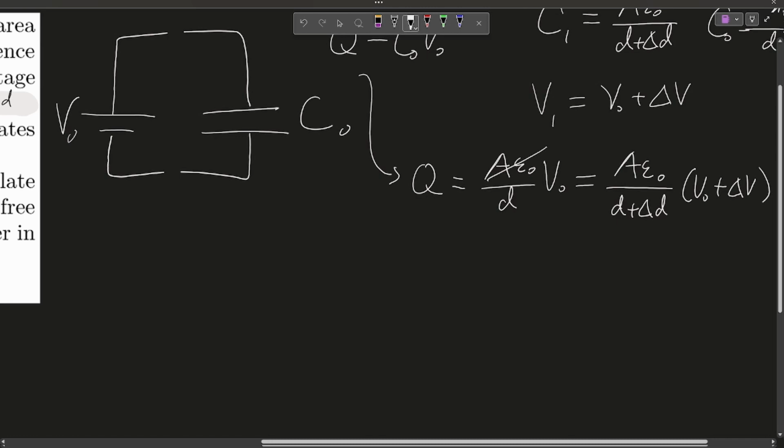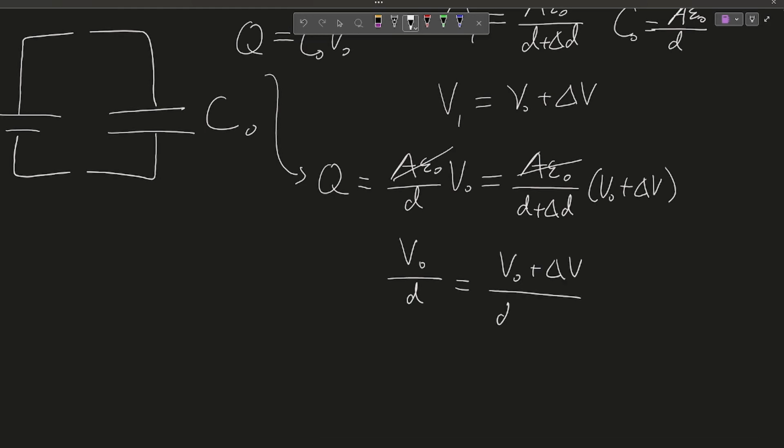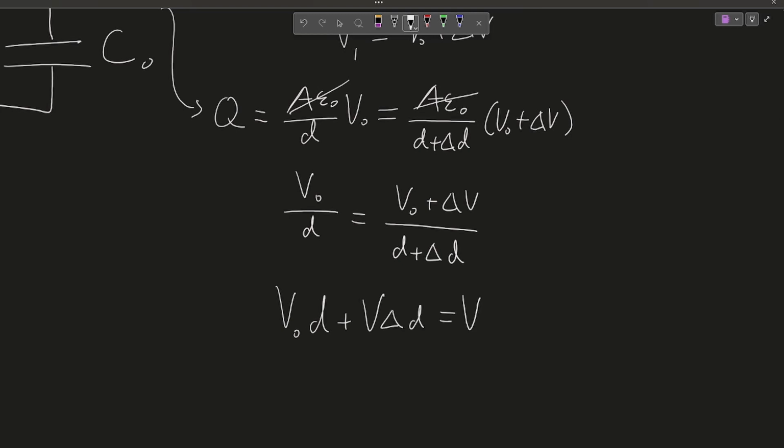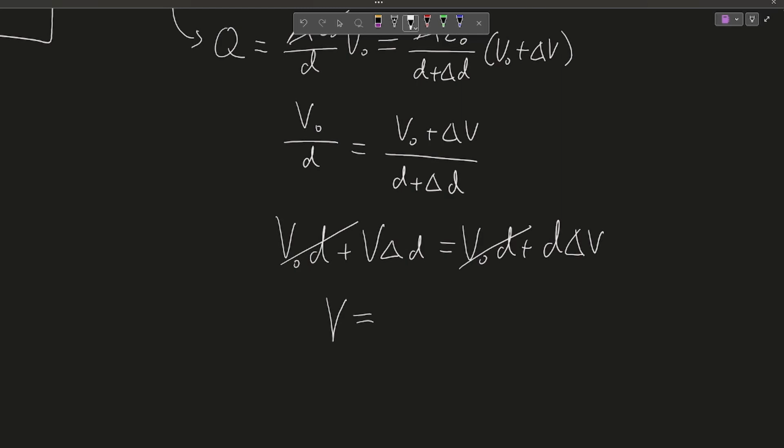Now we can cancel those out. We find V naught over D is equal to V naught plus delta V over D plus delta D. Now between the two of these we can do some cross multiplying. Thus V naught delta D is equal to V naught D plus D delta V. So those cancel out. We find V naught is equal to delta V over delta D times D.